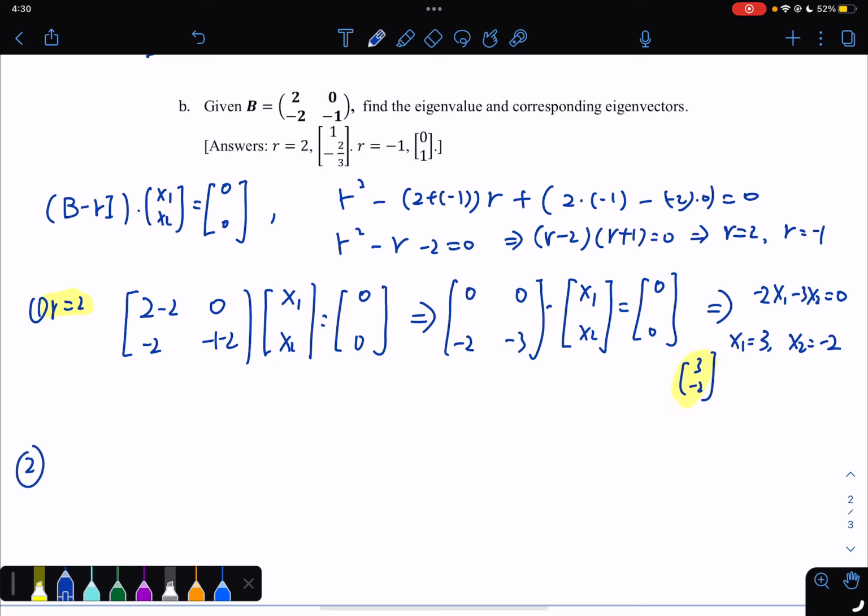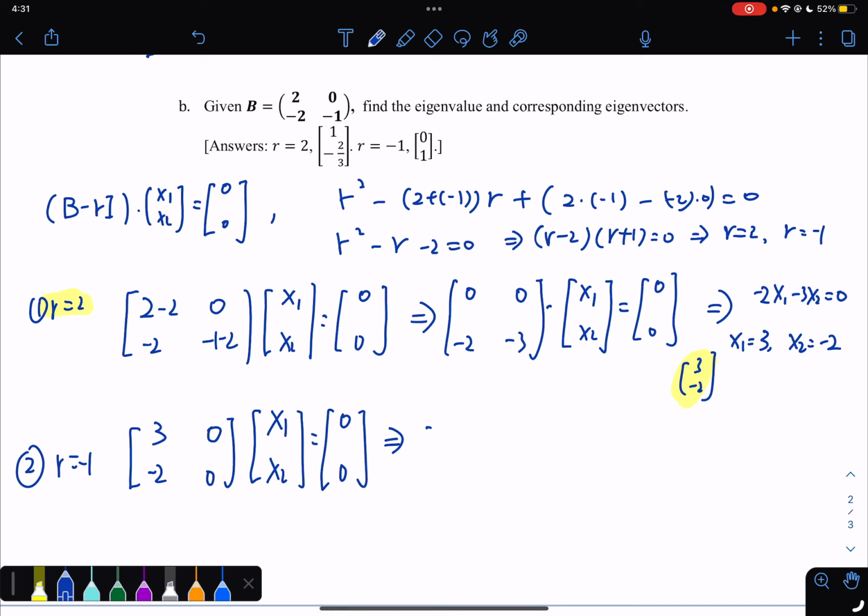And I can try it again when r is -1. My matrix is 2 minus -1, 0, -2, -1 minus -1, which is 0. You have x1, x2, which is 0, 0. So when I multiply things out, I have 3x1 plus 0x2 being 0. That is to say 3x1 being 0, which means x1 is 0. I have no requirement for x2 at all. You could have chosen x2 to be whichever number you like. So you can end up with 0, 1.